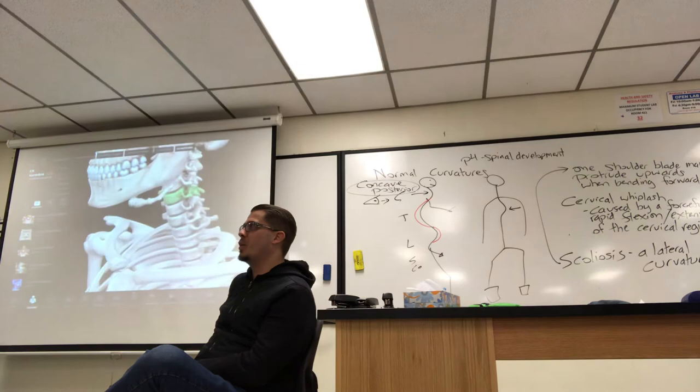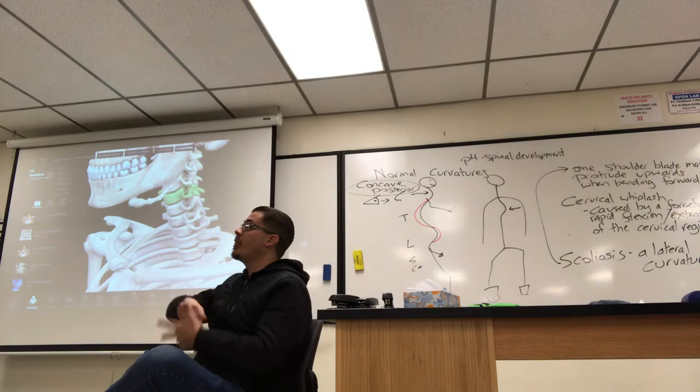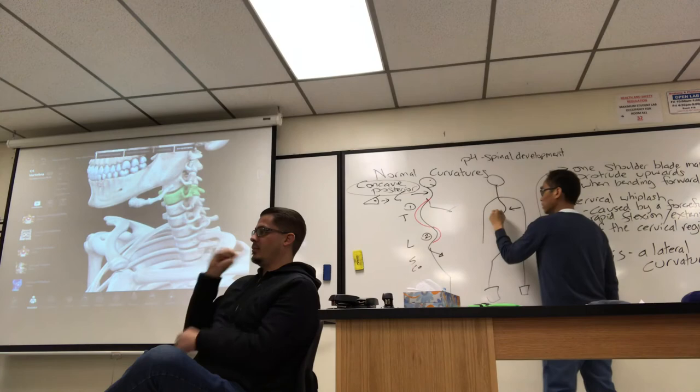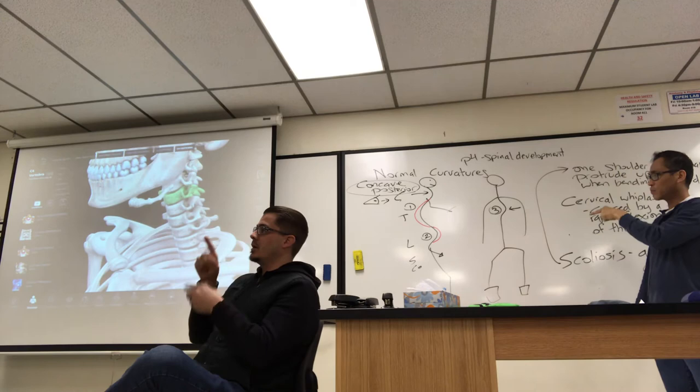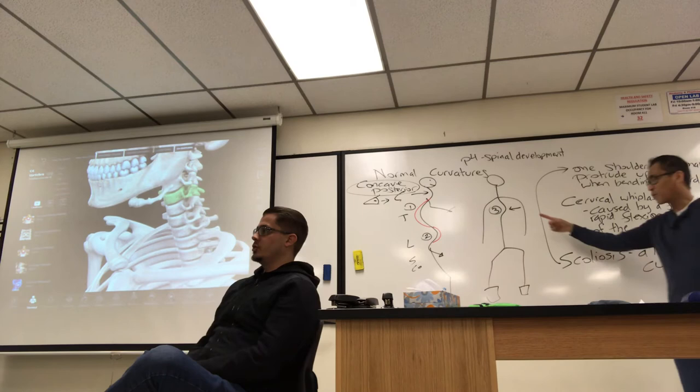Anyways, the three main ones are thoracic kyphosis, lordosis, and scoliosis. Yeah, those are the three. Hunchback, sway back, and a lateral curvature of the spine. Okay.